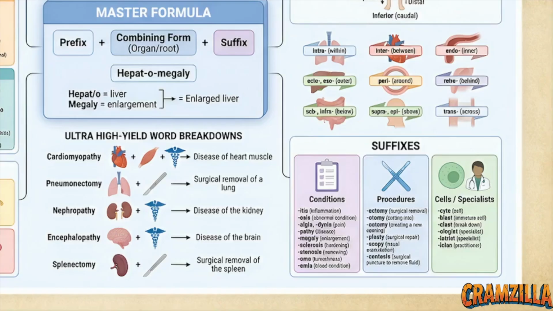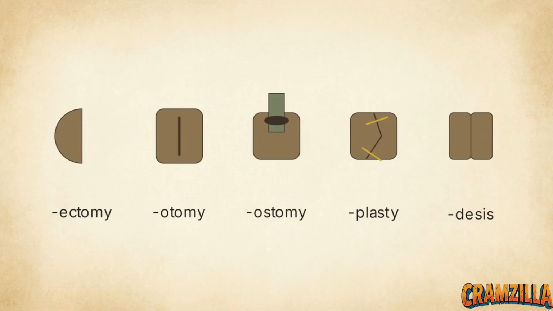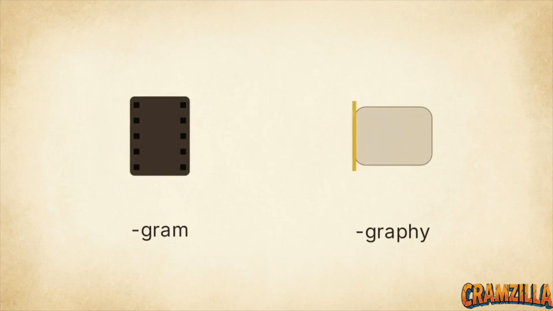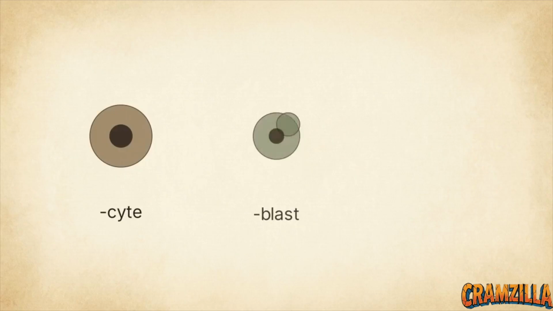When we shift from pathologies to active clinical interventions, we look at the blue procedures box. Surgical actions employ ectomy for removal, tomy for an incision into, ostomy for creating a new opening, plasty for surgical repair, and desis for binding or fusion. Diagnostic actions and specialist identifiers use scopy to visualize, gram for a recorded image, graphy for an imaging process, centesis for a puncture, cyte for cell, blast for immature cell, clast for breakdown, and ologist for specialist.